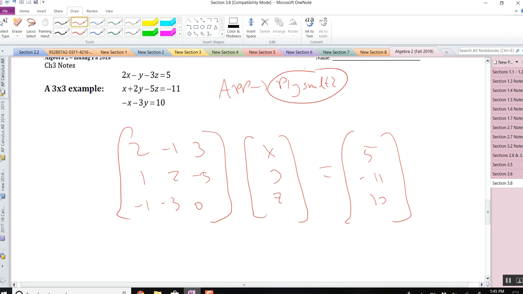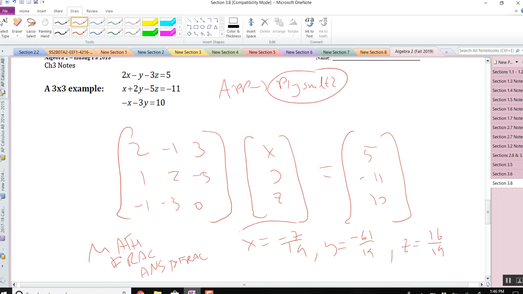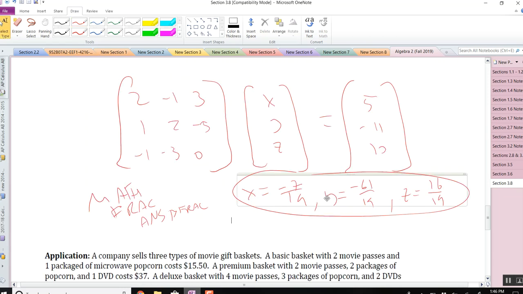So if I go math frac, maybe it converts to fractions. Yeah. X is -7/19. Y is -61. So I'm doing math frac afterwards, and it should look like answer arrow fraction. So it's giving me answers in fractions. So that's how that one works out.